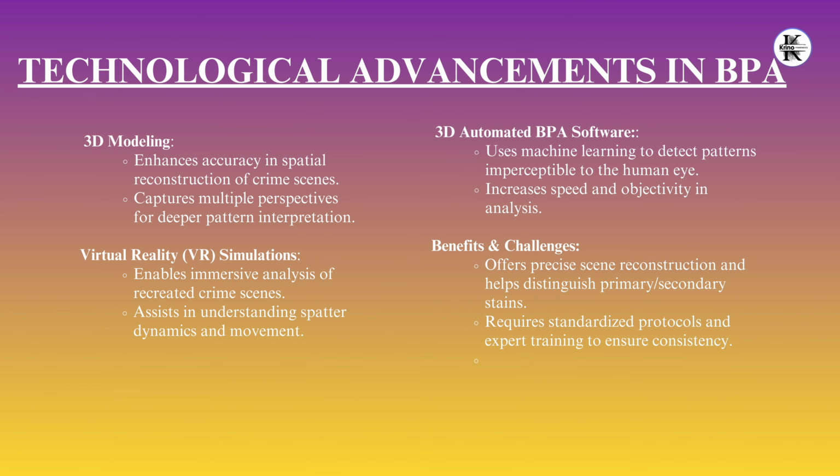Now, let us look at technological advancements in blood pattern analysis. 3D modeling improves spatial accuracy and helps capture multiple perspectives of the crime scene. Virtual reality simulations allow immersive analysis of reconstructed scenes, helping analysts to understand the movement and spatter dynamics. Automated BPA software uses machine learning to detect patterns that may not be visible to the human eye. These technologies increase objectivity and speed, but they also require standardized protocols and expert training.